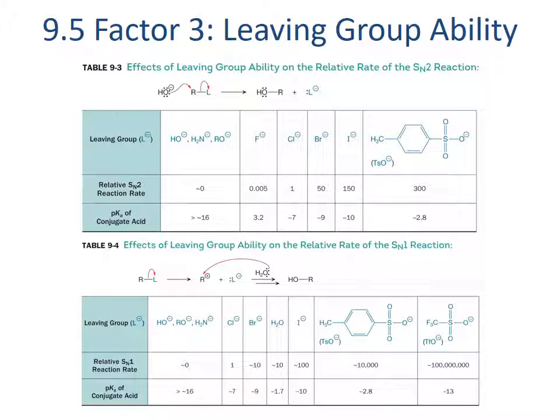So if you look at the unimolecular reaction on the bottom, you'll see that the change in leaving group has a much more drastic effect on rate than we see in the top, which is a bimolecular reaction. Also notice that the best leaving groups are those that are conjugate bases of strong acids. So the things on the far right of both tables are sulfuric acid derivatives.